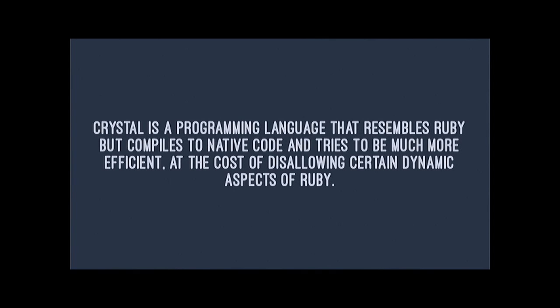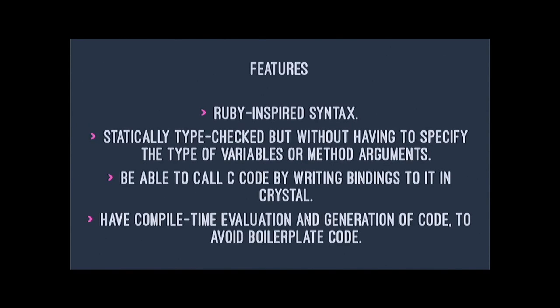This will bring us to Crystal. So what is Crystal? Crystal is a programming language that resembles Ruby, but it compiles to native code and tries to be more efficient. Because it compiles to native code, you lose some of the dynamic aspects of Ruby, a lot of the metaprogramming aspects. But it has some cool features.